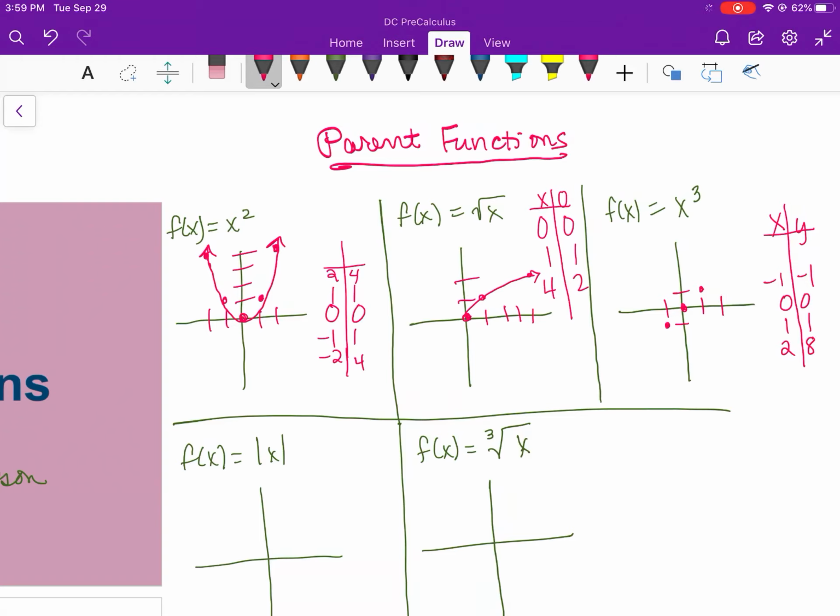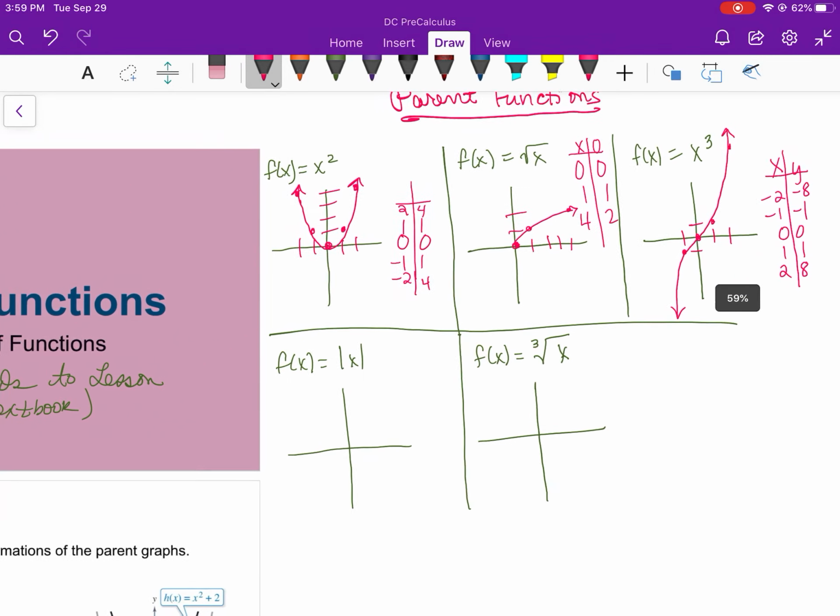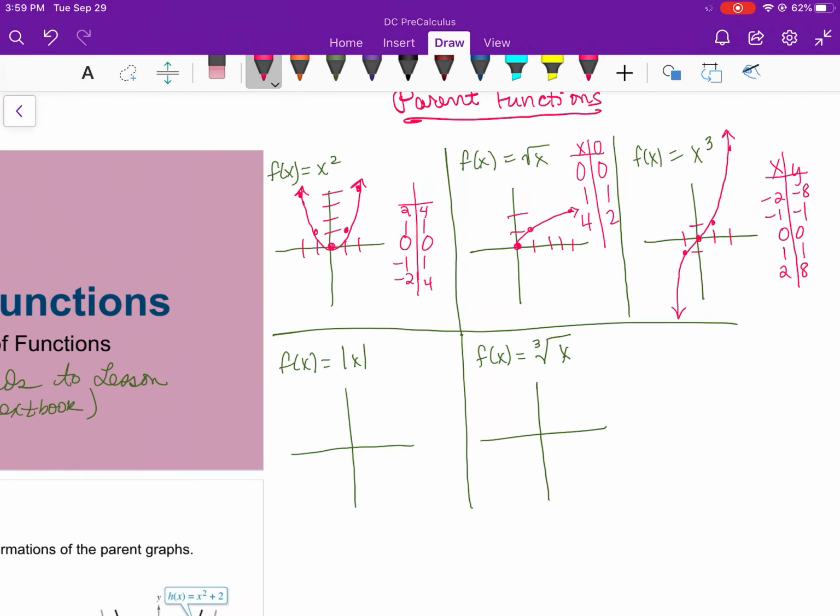So what I want you to realize is that this is not a straight line. 2, 8 is going to be way up here. This is the curve that kind of snakes through here. So make sure you're aware that x to the third decreases on the left, increases on the right. And there you go.